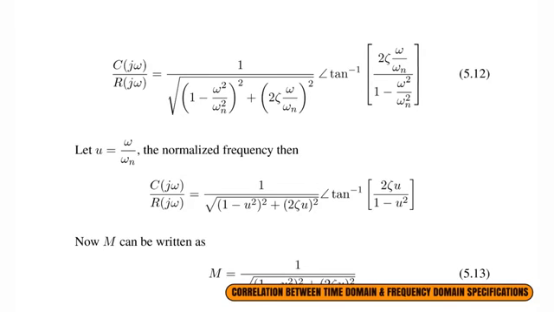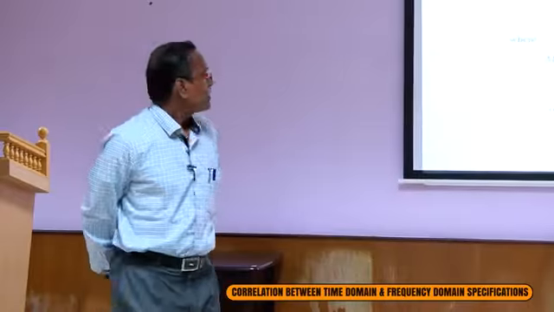M is magnitude. If you find the magnitude of this, you will get this expression. M equals 1 upon square root of real part square plus imaginary part square. What is the phase? Alpha equals tan inverse of imaginary part by real part. Go to next slide.